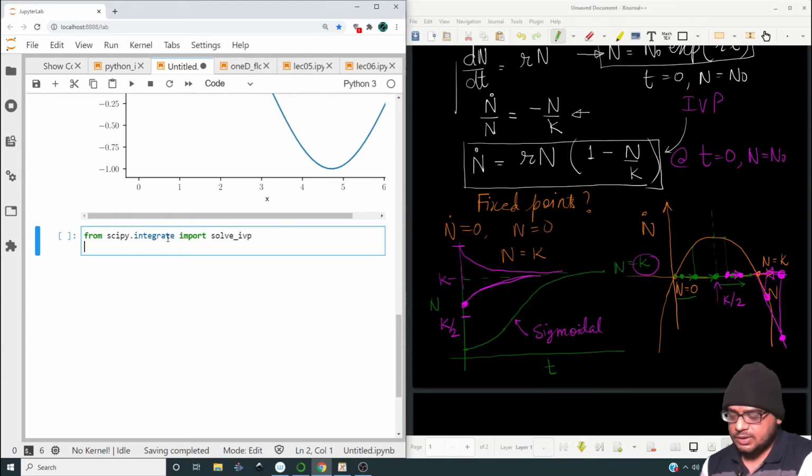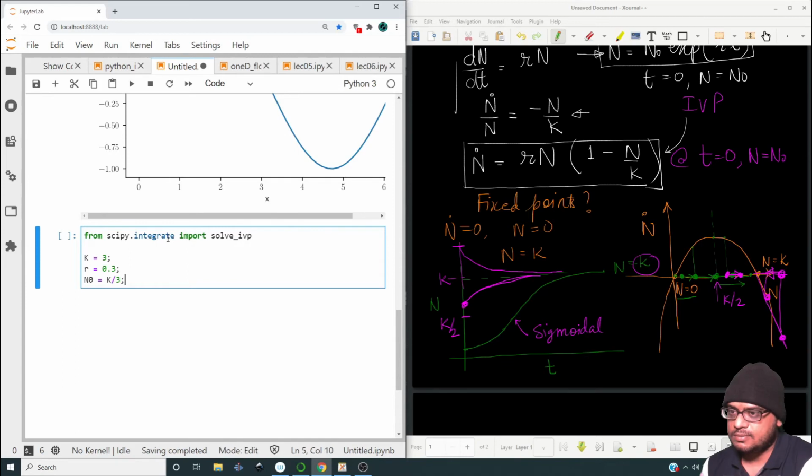Okay, so let us define what k and r are. Let k be equal to 3, let r be equal to 0.3, let n naught be equal to k by 3. Okay, we can define it in terms of k, fine. And let me define the function handle.